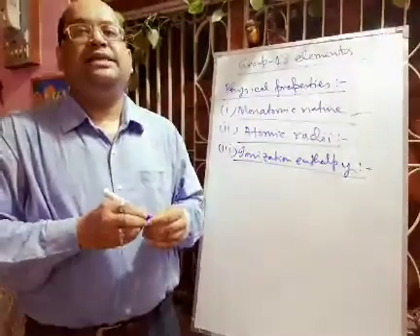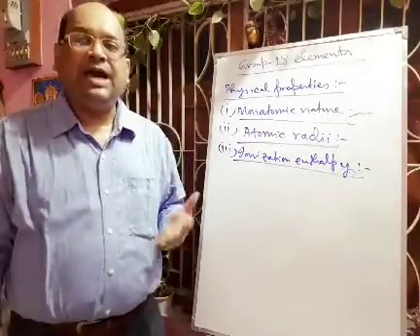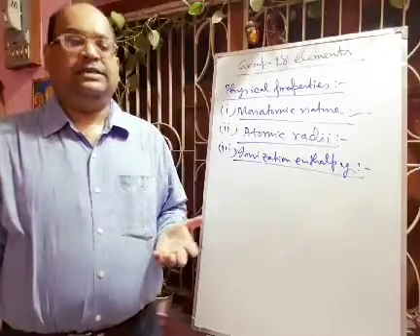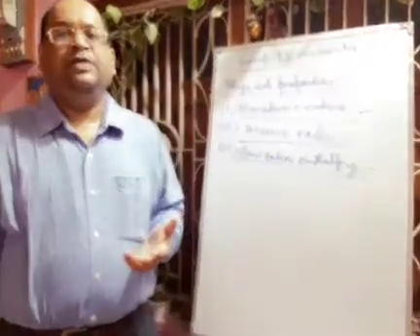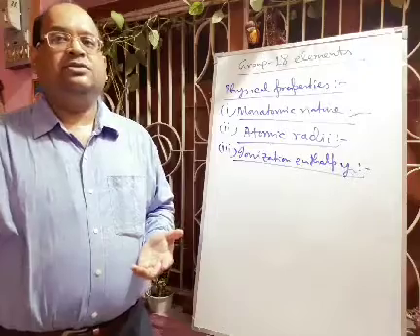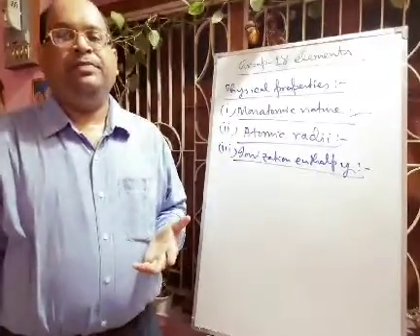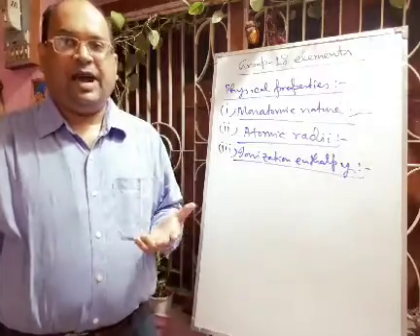Next we will discuss the ionization enthalpy. Now what is ionization enthalpy? The noble gases have high ionization enthalpies due to their highly stable electronic configuration, that is ns2 np6. Their octet is filled up, so the ionization enthalpy is very high as they are highly stable.